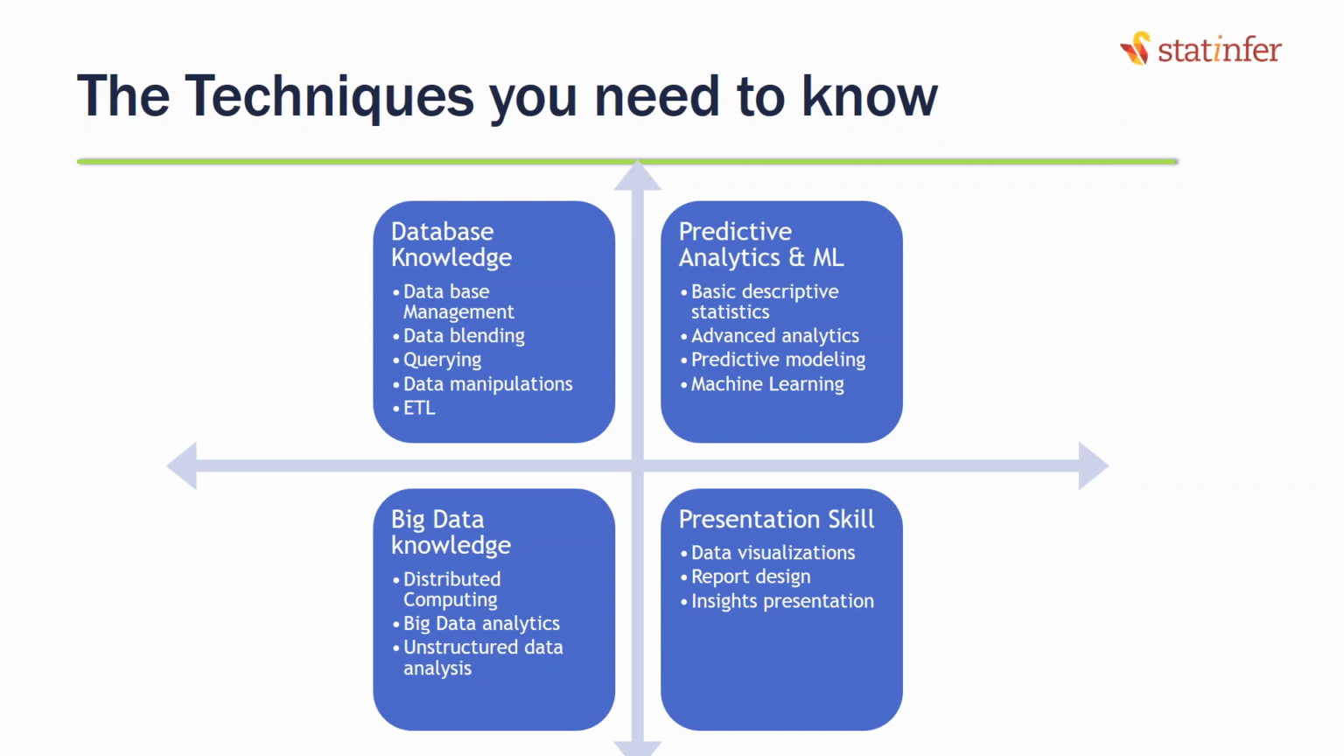Then the second part is predictive analytics and machine learning. You start with basic statistics, you do advanced analytics, predictive modeling, machine learning; they all fall in the second quadrant. That is just 25% of the whole data science pie. First one is database knowledge. It is as important as analytics, let me tell you. And then the third one is big data knowledge, that is distributed computing, big data analytics, unstructured data analysis.